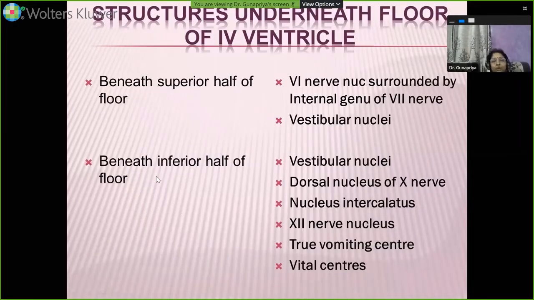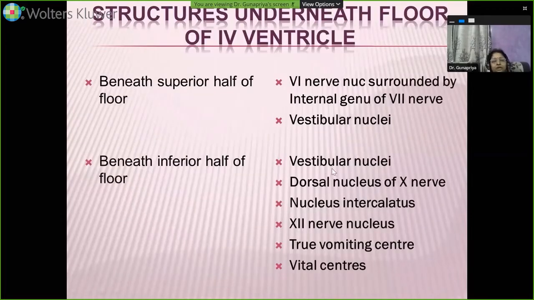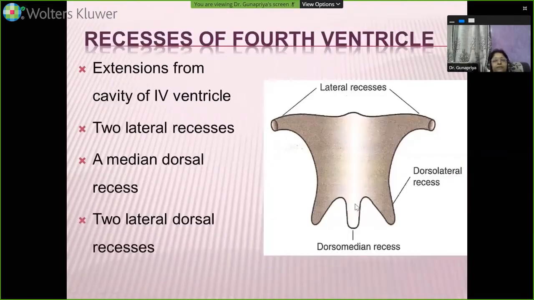So again, in the lower part of the floor of the fourth ventricle, vestibular nuclei actually continue here also. You have partly a small part of vestibular nuclei here also. So vestibular nuclei, the dorsal nucleus of vagus is there. Nucleus intercalatus also will be there. 12th nerve nucleus is there. True vomiting center, vital centers. So all these are seen in the lower part of the floor of the fourth ventricle.